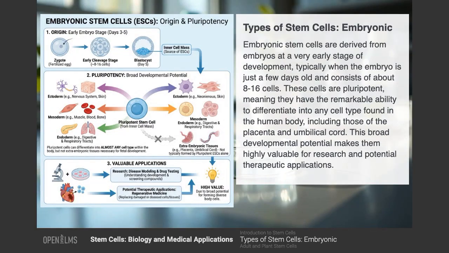Types of stem cells. Embryonic. Embryonic stem cells are derived from embryos at a very early stage of development, typically when the embryo is just a few days old, and consists of about 8 to 16 cells. These cells are pluripotent, meaning they have the remarkable ability to differentiate into any cell type found in the human body, including those of the placenta and umbilical cord. This broad developmental potential makes them highly valuable for research and potential therapeutic applications.